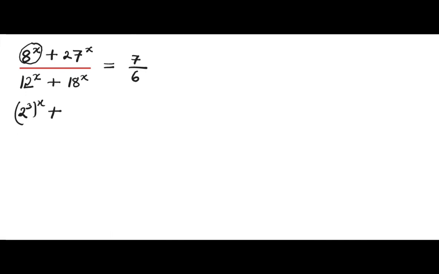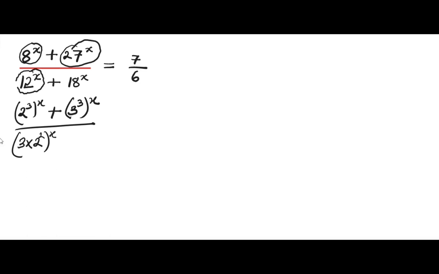Plus this 27 raised to the power of x here can be expressed as 3 raised to the power of 3, or raised to the power of x. Okay, we have divided by, so 12 raised to the power of x can be expressed as 3 times 2 raised to the power of 2, or raised to the power of x. Okay, you know 2 raised to the power of 2 is 4, and 4 times 3 is 12. So 12 raised to the power of x, this corresponds to this. Okay, so at this stage nothing has really changed. All right, so let's go ahead.